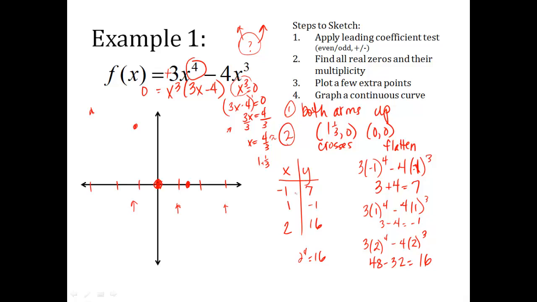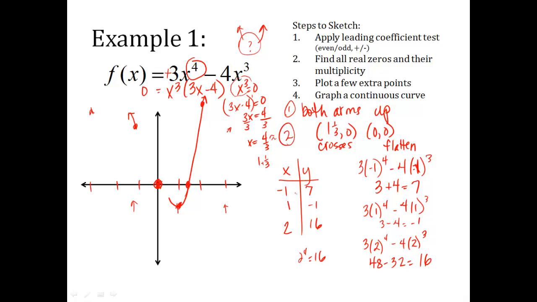At +1, it's at -1, so that's down right about where my arrow is. Okay, and at +2, it's at 16, so it's way up here. All right, so I know that the line is doing this through these points. And I know it's just going to cross through this 0 right here, so it's just going to do this.